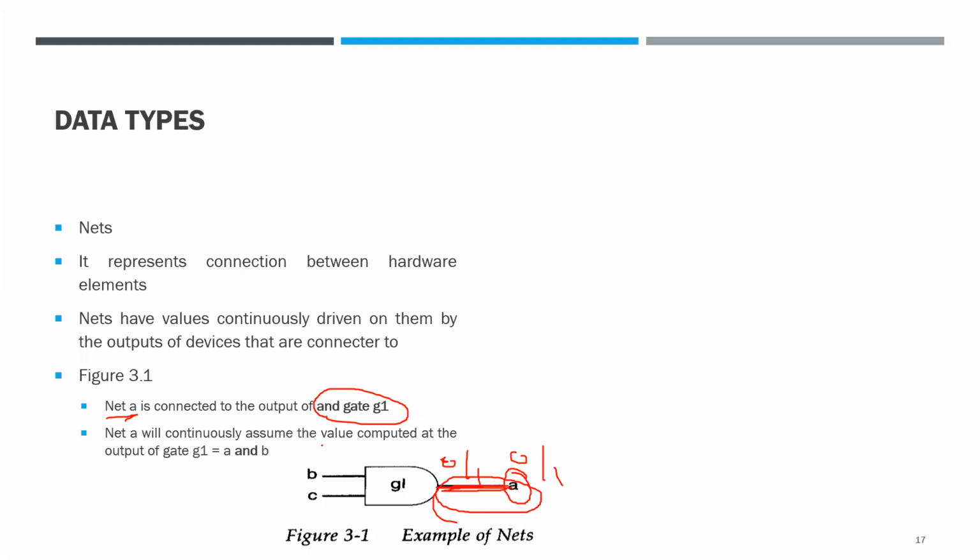So net will continuously assume the value computed by the AND gate. So depending on what B and C are, based on that, the value of A will be present. That is, the value of A is nothing but the net A.